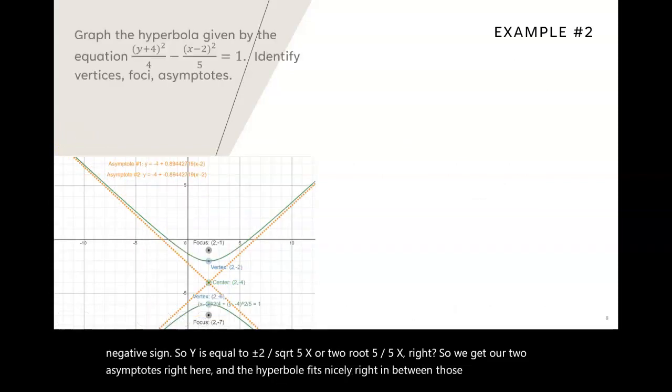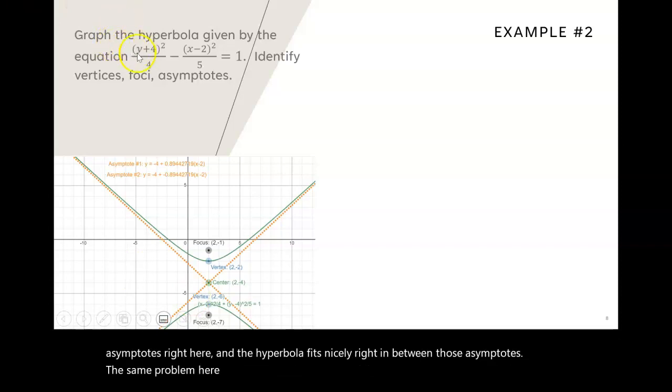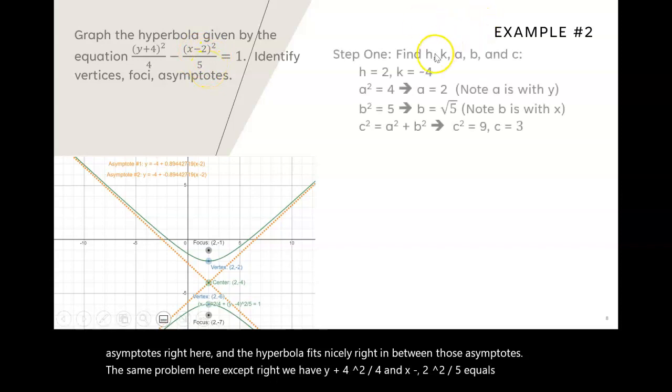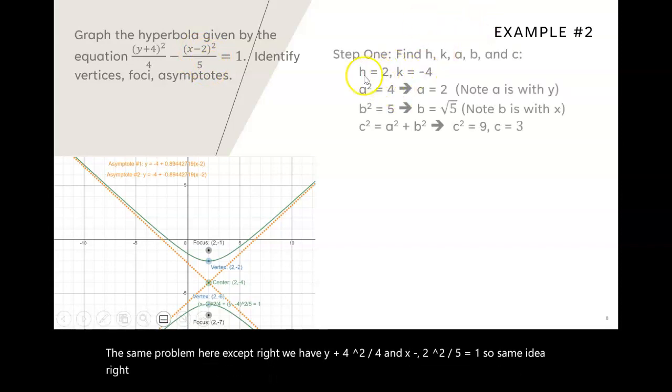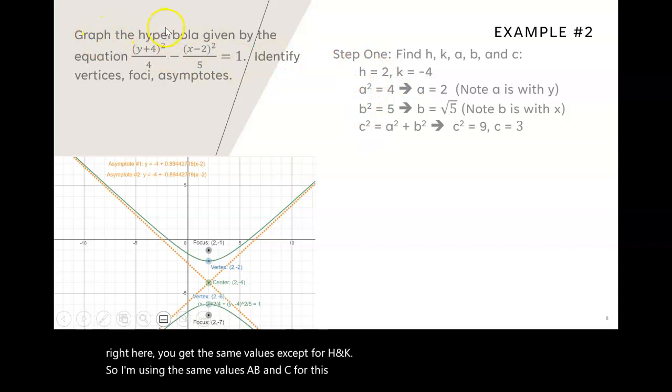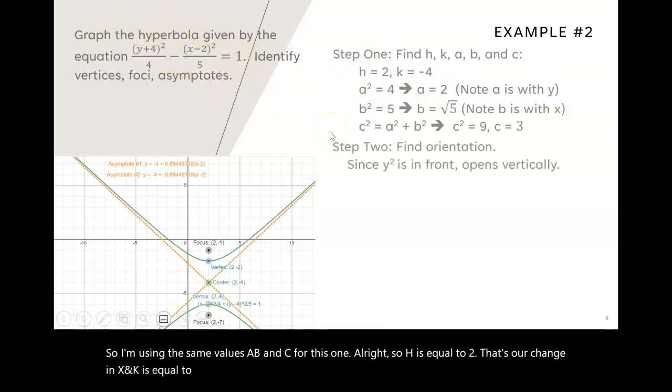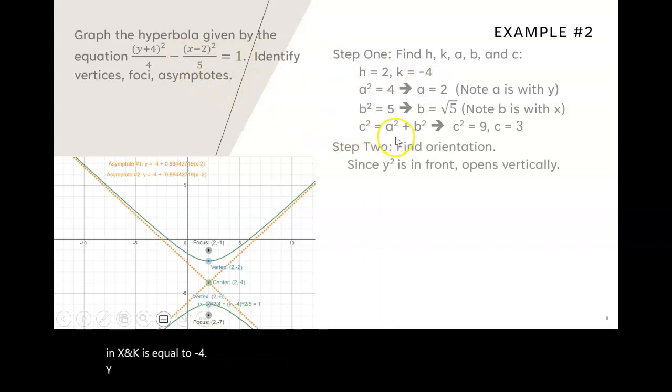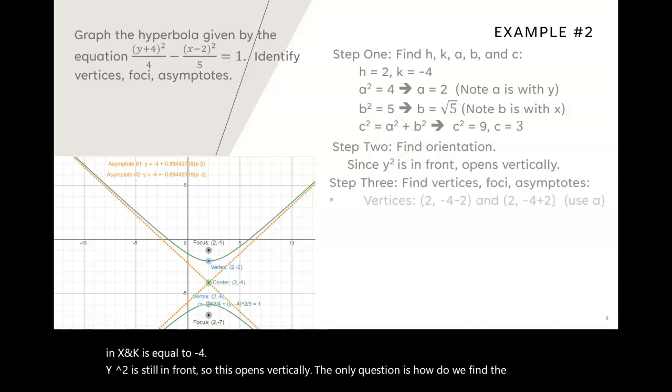The same problem here, except, all right, we have y plus 4 squared over 4 and x minus 2 squared over 5 equals 1. So same idea right here. You get the same values except for h and k. So I'm using the same values a, b, and c for this one. All right, so h is equal to 2. That's our change in x, and k is equal to negative 4. Y squared is still in front, so this opens vertically. The only question is how do we find the vertices, foci, and asymptotes?